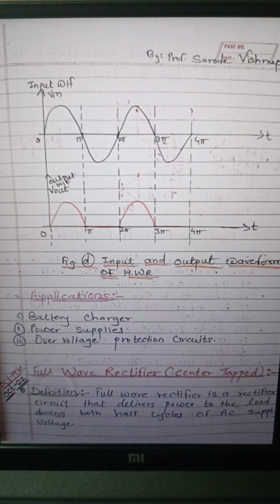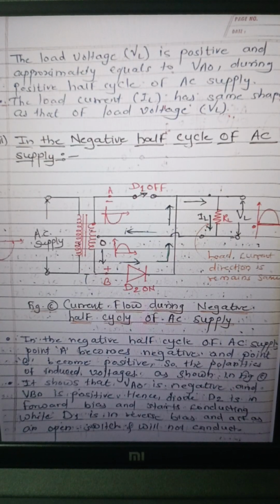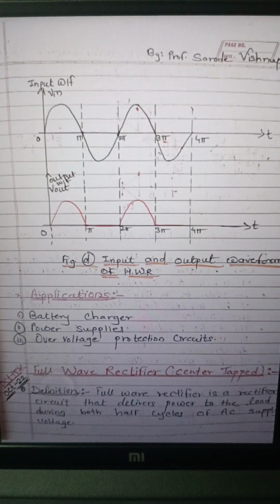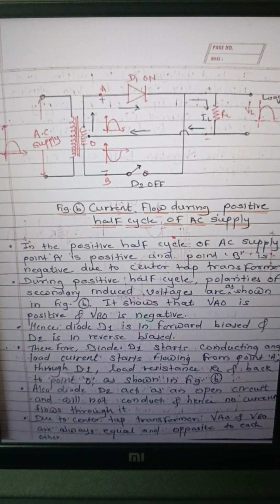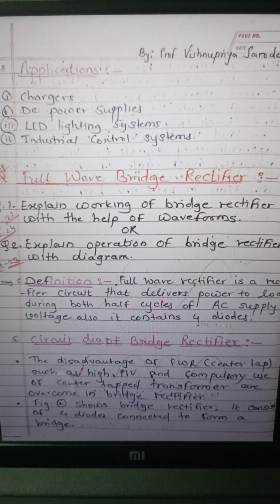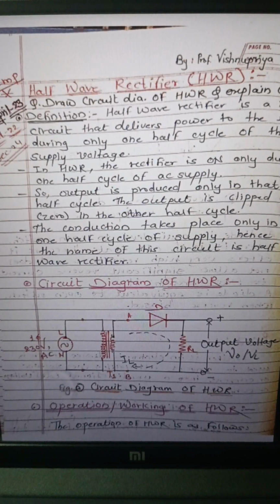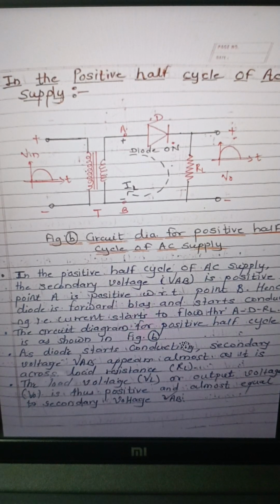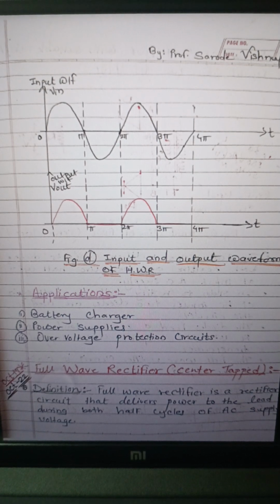So during the exam you have to draw this half wave rectifier circuit, the main half wave rectifier circuit, and the input output waveforms. So this is the main half wave rectifier circuit, and then this is the circuit diagram during positive half cycle, then during negative half cycle, and these are the input output waveforms.